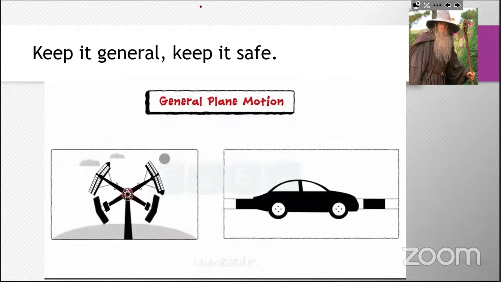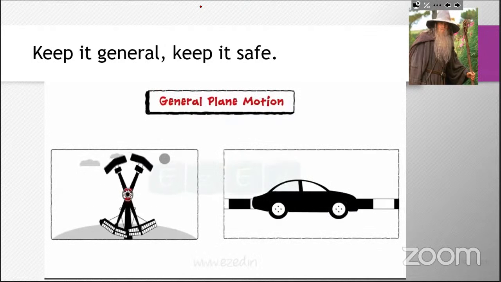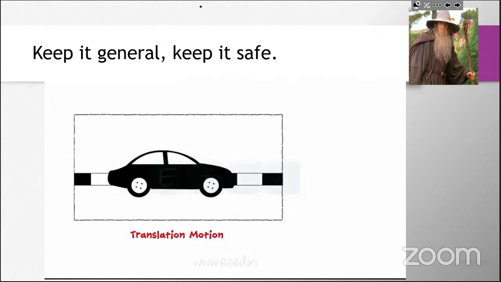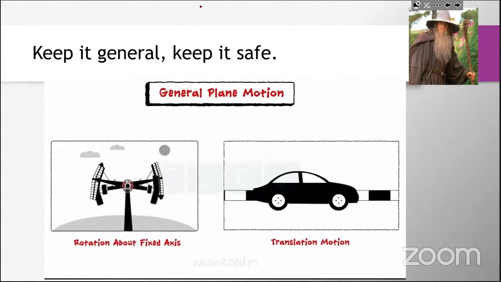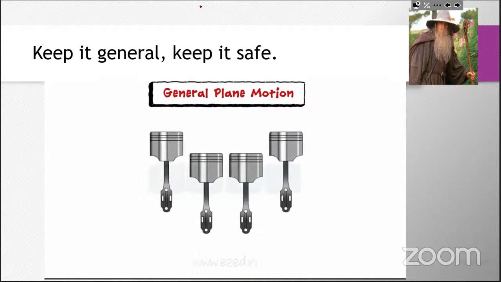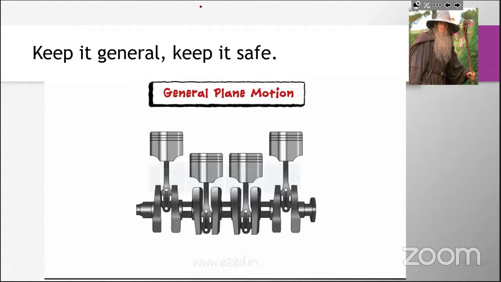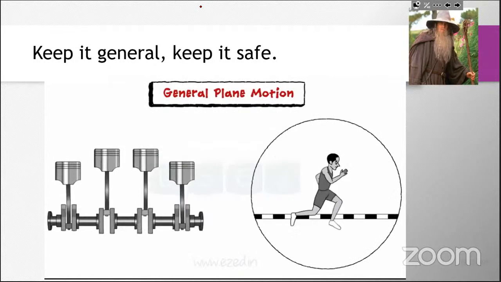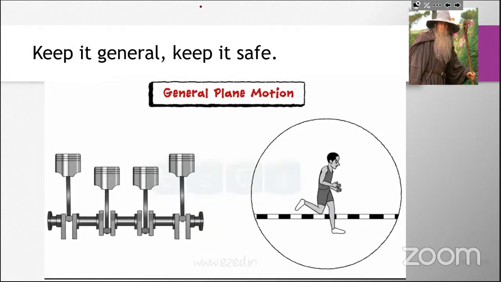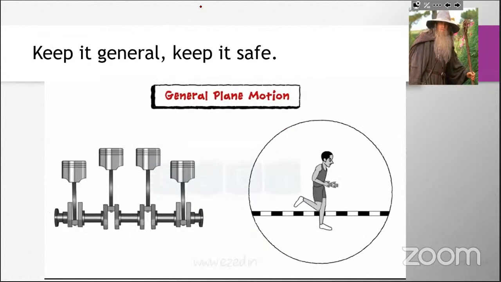Any plane motion which does not fall under the category of rotation about fixed axis or translation motion can be put under the category of a general plane motion. A general plane motion is a combination of translation motion and rotation motion. Human movement usually consists of general motion rather than pure linear or angular motion.